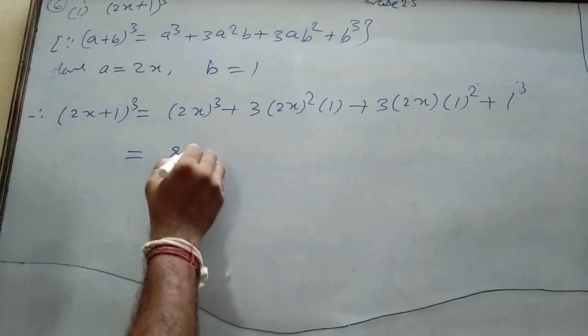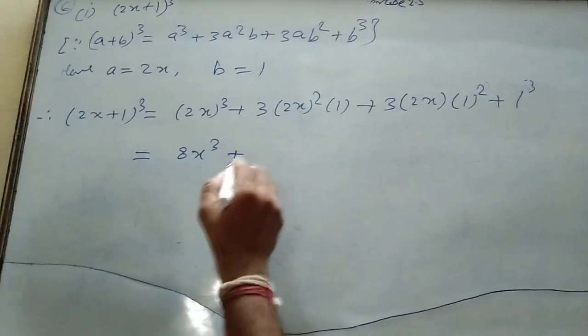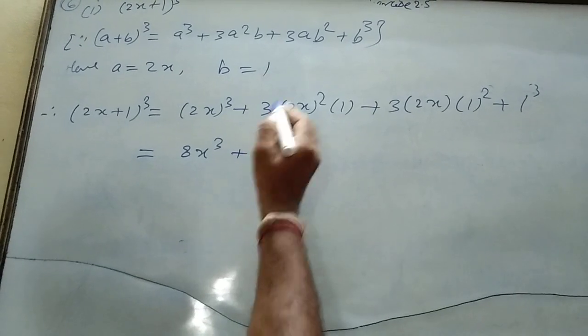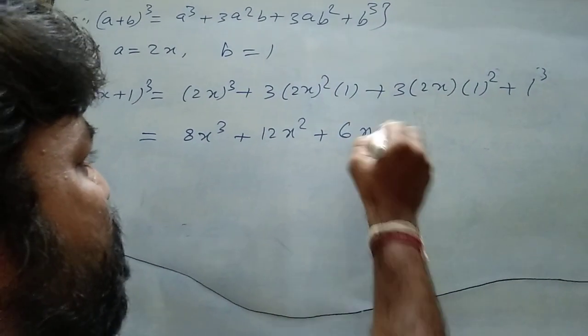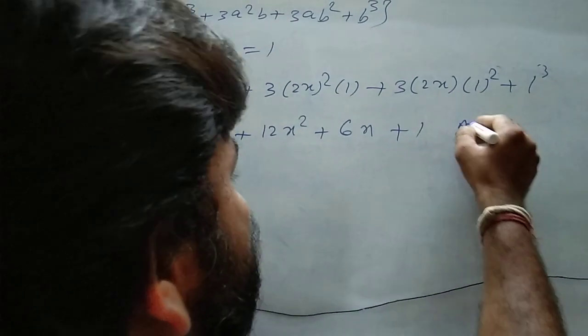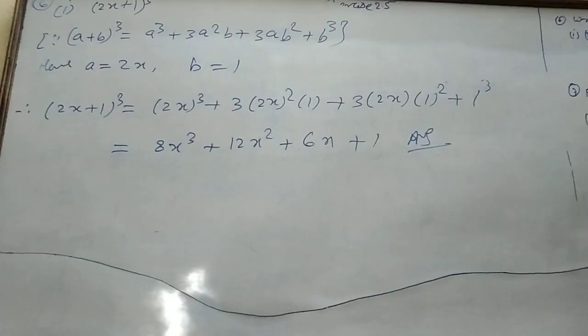After this, it is 8x cube plus 2 fours are 4, and 4 threes are 12x square, plus 3 twos are 6x plus 1. This is the answer.